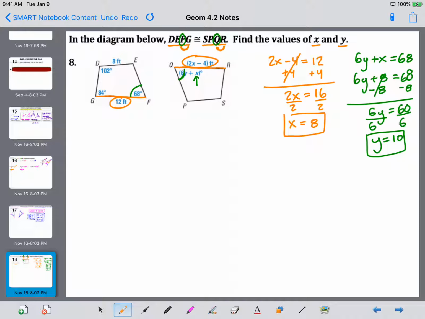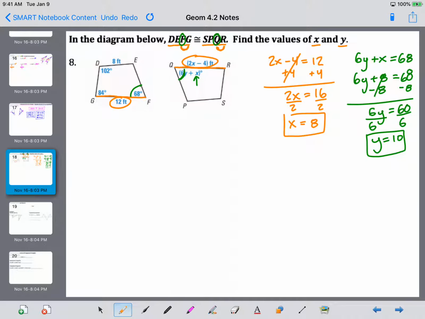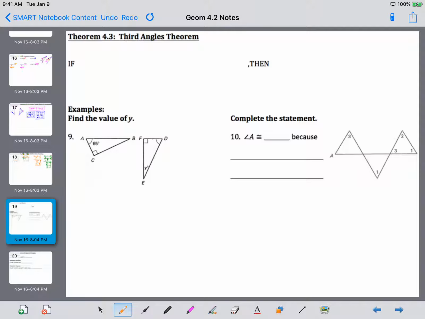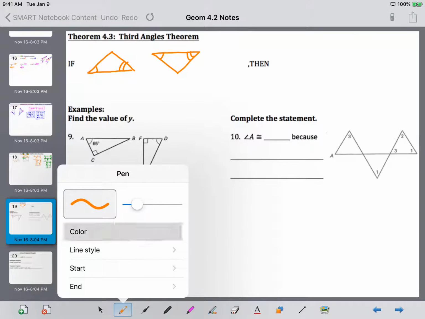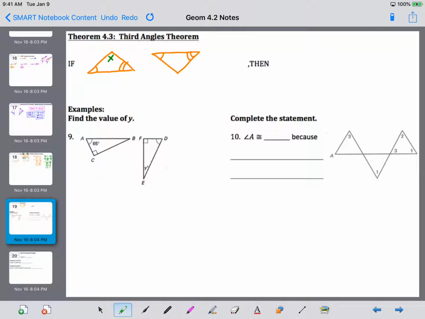Okay, let's take a look at a third theorem. Coincidentally, the third angles theorem is theorem 4.3, and that just tells you if you have two triangles. Say I've got this triangle here and this triangle here. If you know this angle matches with this angle, and this angle matches with this angle, then it turns out that this angle, I'll call it x, and this angle, y, the third angles in each of the triangles, those have to be equal.